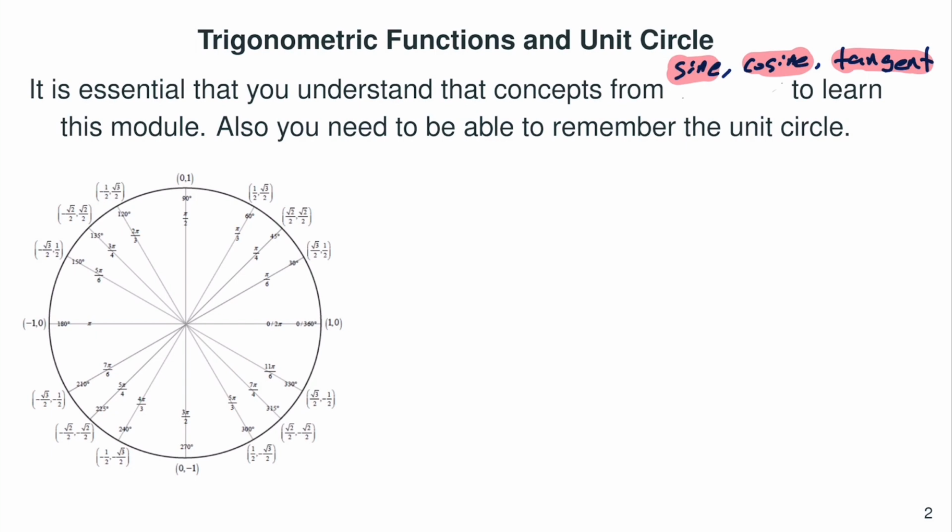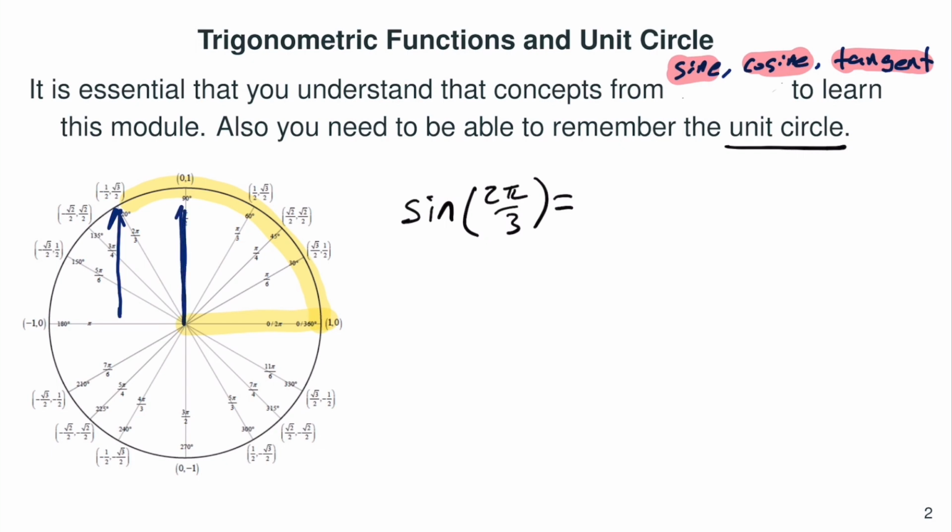You also need to understand the unit circle and be able to construct the unit circle. So for example, we did a problem like: what is sine of 2 pi over 3? That means when the angle is 2 pi over 3, what is the sine value? What is the corresponding height of the terminal ray, this height? Well, from the unit circle, it's square root of 3 over 2.